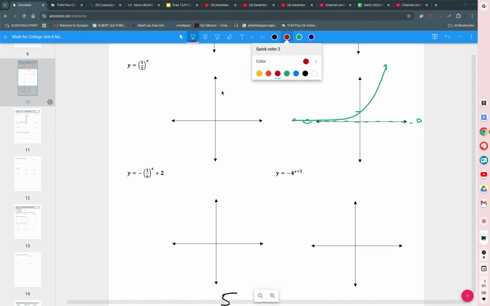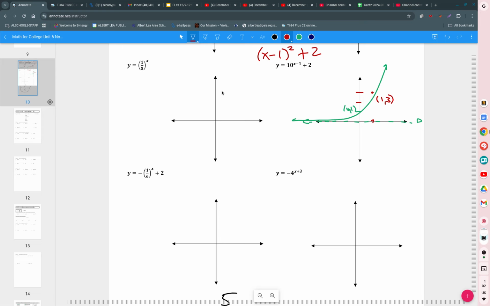So let's focus on this point right here. If it moves up 2 and it moves right 1, where's the new spot for the point? It was at 0, 1. Where's it going to be now? Up 2 will bring me to 3. Right 1 will bring me to 1. So it's at 1, 3. That's my new location.